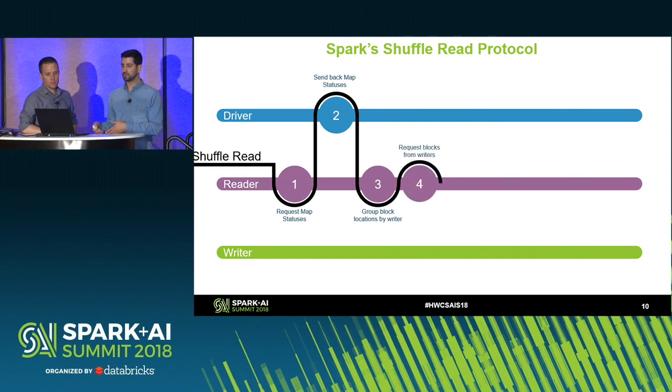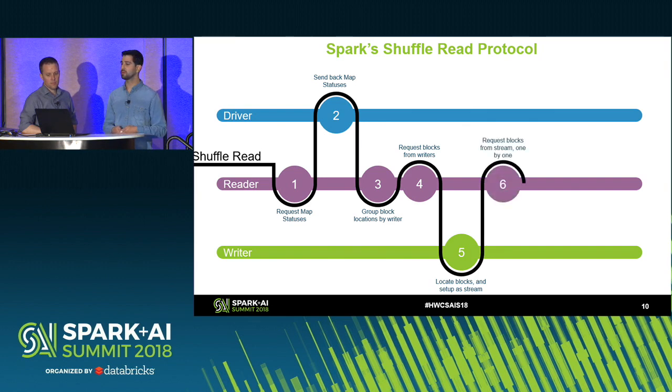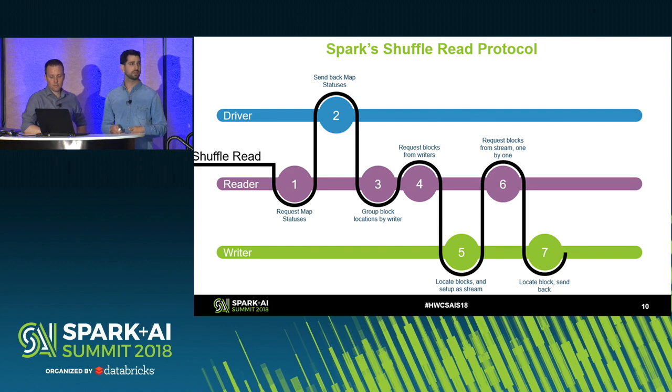Then the reader will go through all of the writers that it needs to fetch data from, and will request the blocks from the writers. This will cause the writer to locate the blocks and set up a stream of blocks, so that the reader will be able to fetch those blocks from the stream one by one. And this is where steps 6 and 7 repeat themselves until all of the blocks come in, and this is where the actual compute job can begin.